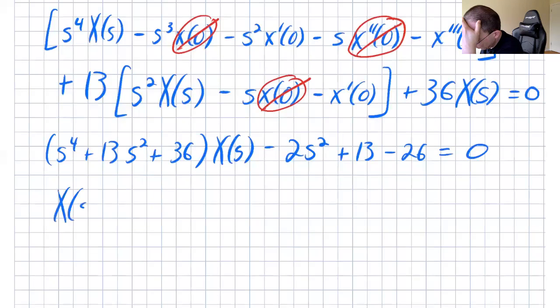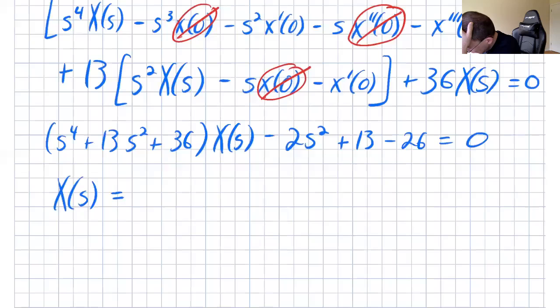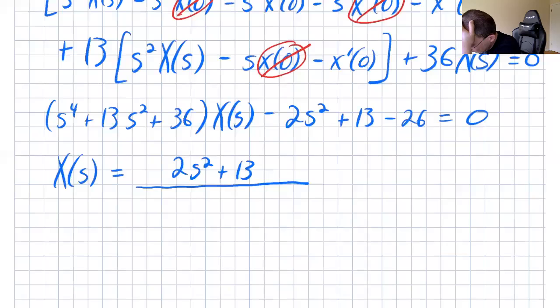Okay, so now let's solve for X of s. And we have 2s squared. So this will be minus 13, but moving it to the other side, it becomes plus 13. And that will be over, let's factor this.